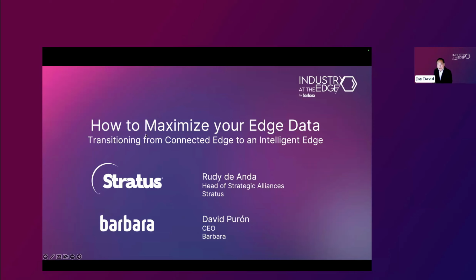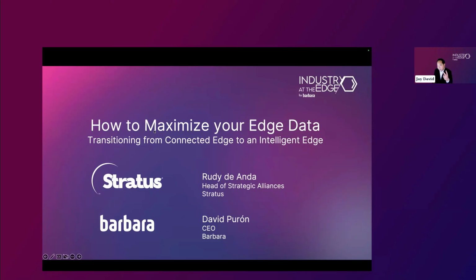Barbara integrates seamlessly with the Stratus Edge computing platform, creating an industrial-scale orchestration solution. This synergy combines Barbara's capabilities in application orchestration and centralized management with Stratus' operational resiliency, Class 1 Division 2 reliability, and overall downtime protection. Together, they enable customers to maximize their data and transition from a connected edge to a fully intelligent edge environment.